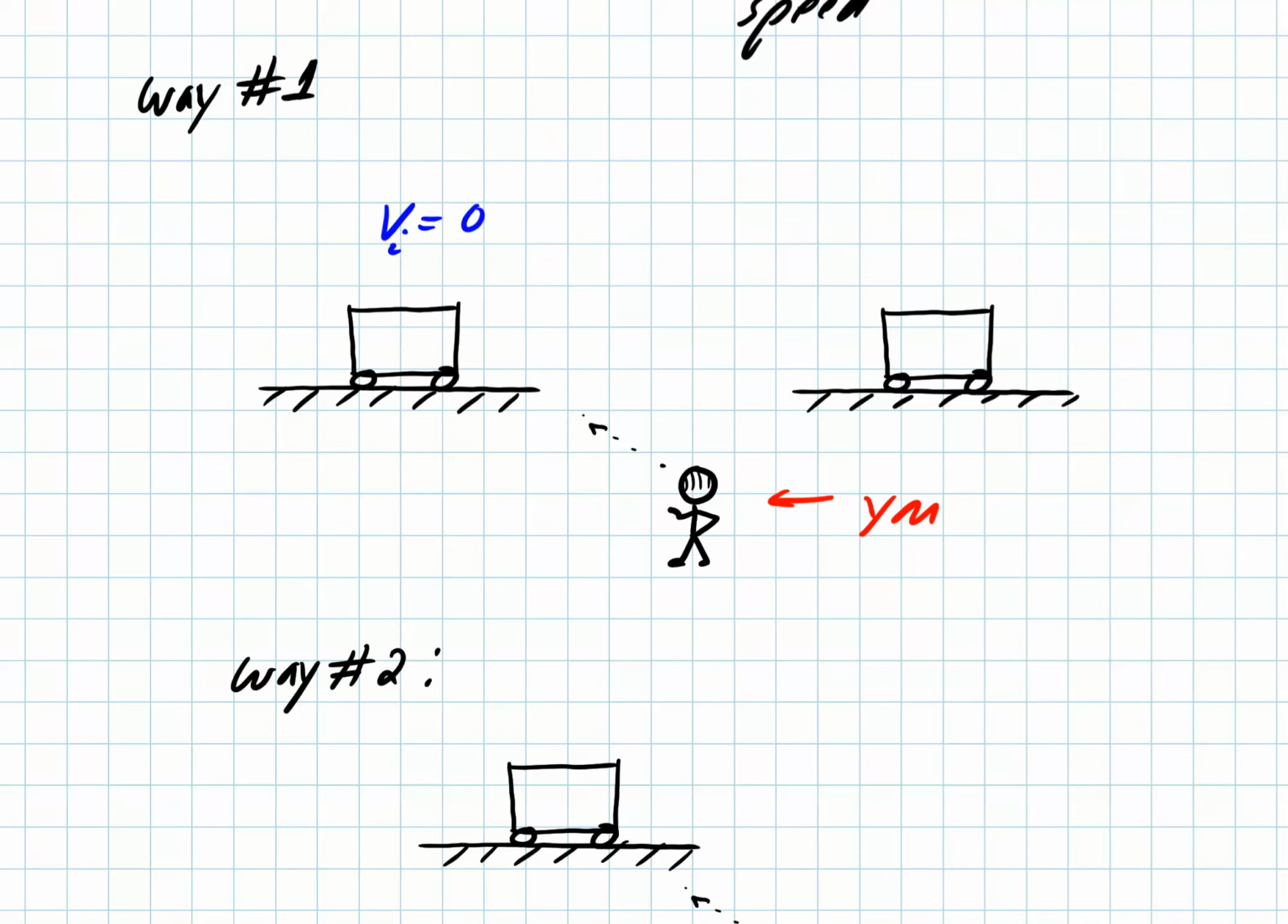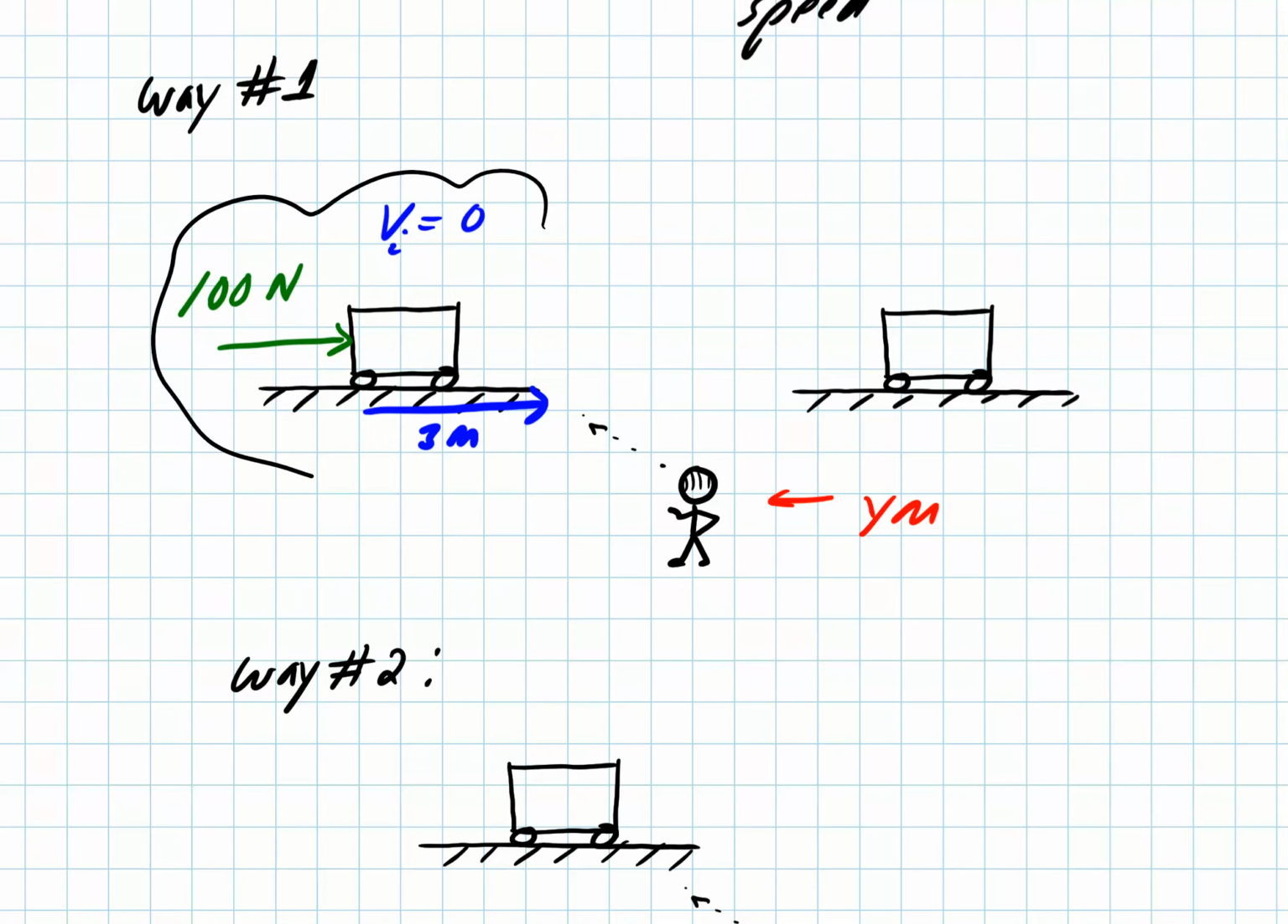So v initial is 0, and maybe your friend has a force sensor and your friend is saying, hey, I'm going to start pushing on this cart with a steady 100 newtons of force. And you are able to measure, maybe there's a tape measure on the ground, that he does that over 3 meters. So you're able to observe all that.